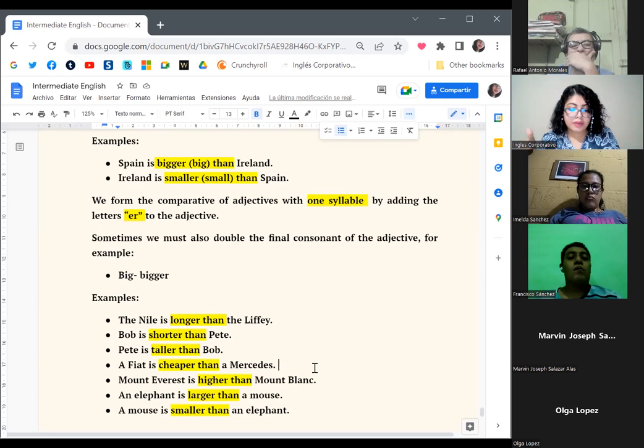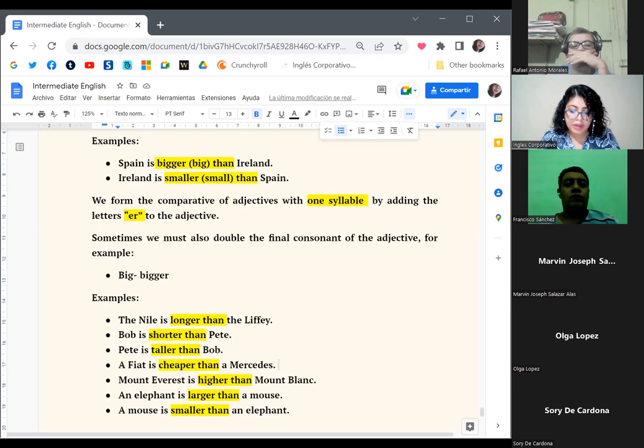So it says that a comparative adjective is a word we use to compare nouns. When an adjective has one syllable, we form the comparative by adding ER. When we make a sentence, we use the word than after the comparative adjective. So in that case, we are not going to need a lot of things to create that kind of sentences. We also need to use the word than. When you see the word than, you are making a comparative sentence using adjectives.